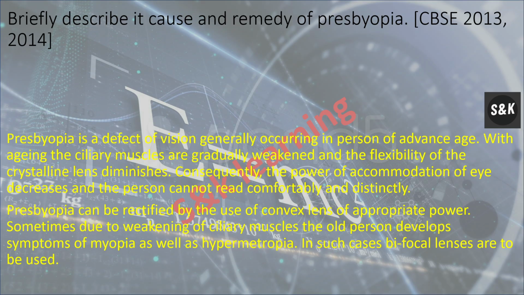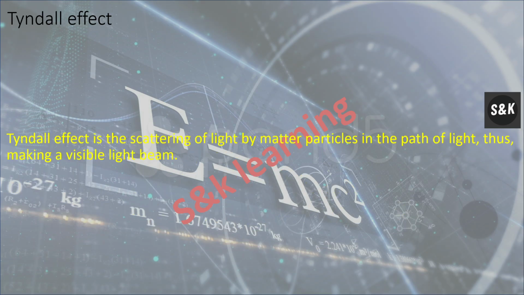Presbyopia can be rectified by the use of a convex lens of appropriate power. Sometimes, due to weakening of the ciliary muscle, the old person develops symptoms of myopia as well as hypermetropia.